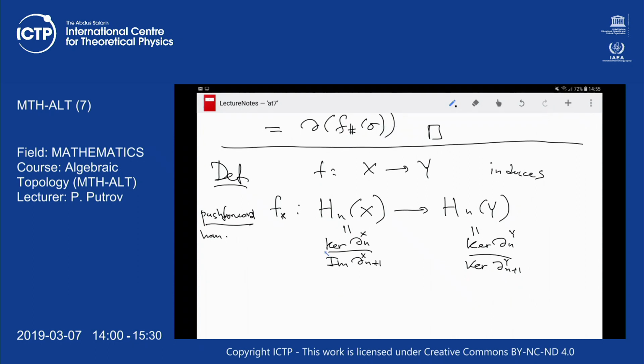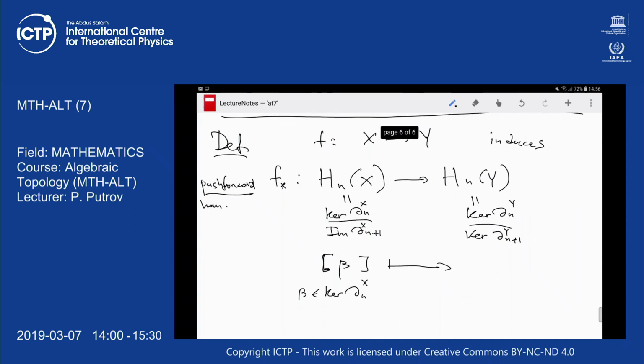So therefore, an element in Hn of X can be represented as the equivalence class of some element beta, where beta is in the kernel of d of X. The equivalence class is modulo the addition of an element from the image of dn plus 1 of X. And since the kernel is a subspace of Cn of X, we can act on beta using the map F sharp.